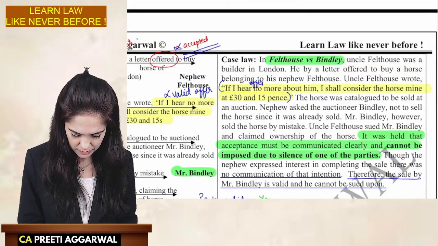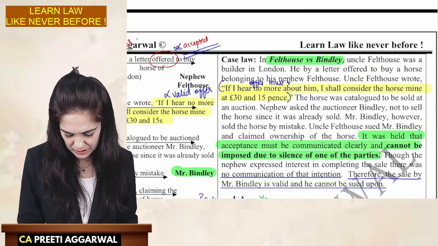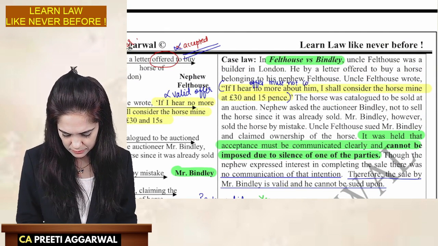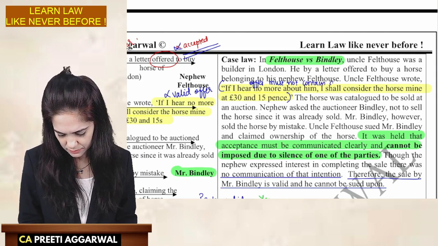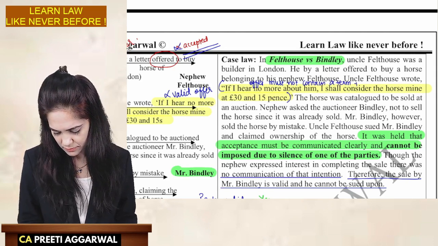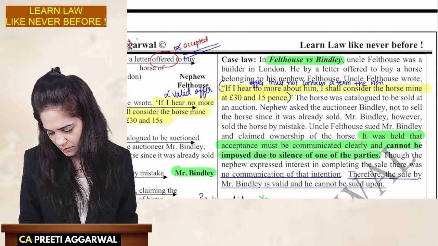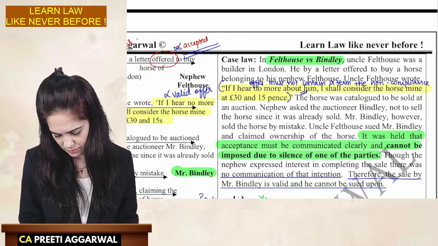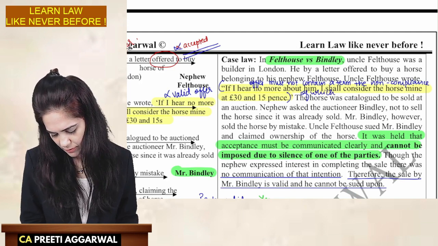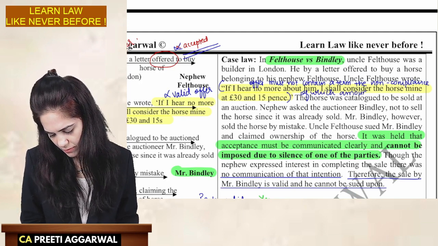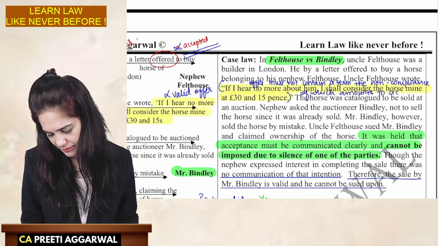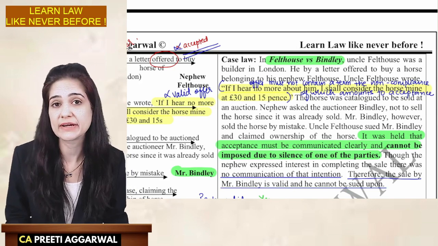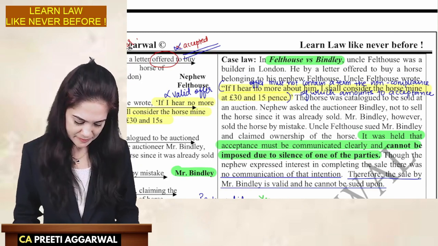Offer must not contain a term, the non-compliance of which amounts to acceptance. This is also another flaw. Just write it so that you don't forget it during revision time.